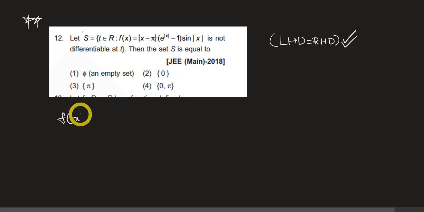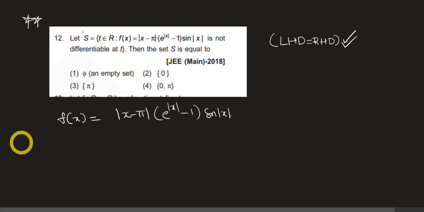What is the function he has given? He gave it as mod x minus pi into e to the power of mod x minus 1 into sine of mod x. Now he is asking, this function is non-differentiable at what values of t? In the options we have 0 and pi. So we will do one thing: we will check at x is equal to 0, is it differentiable or non-differentiable?